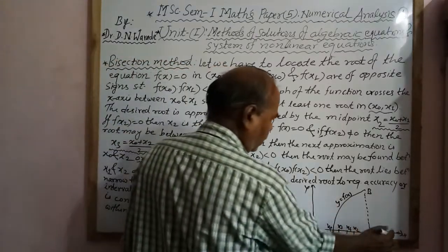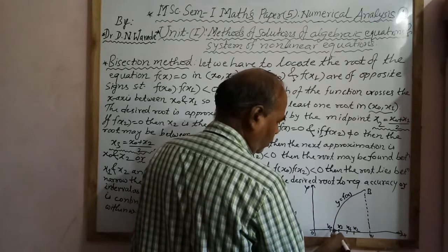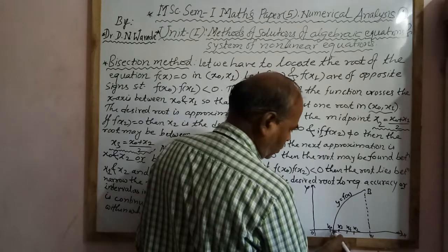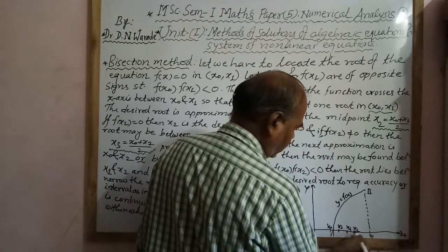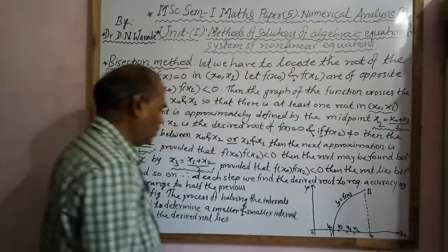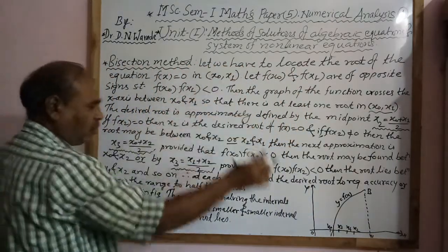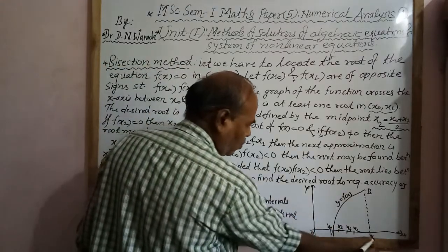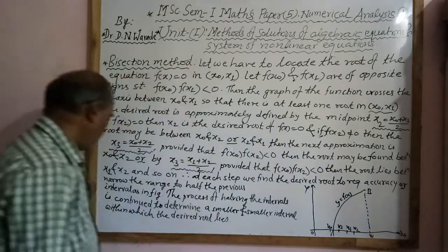The figure is given. This is the curve y equal to f of x. The points on the axis are x0, x3, x4, x2, and x1. Therefore, the first interval, the open interval x0, x1, is given by x0 and x1.